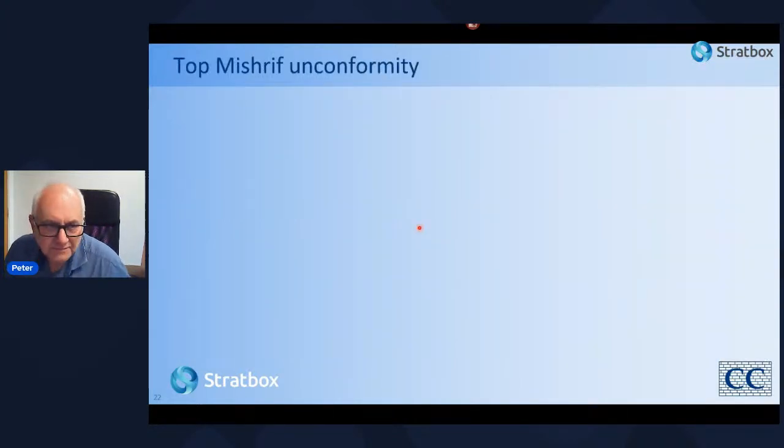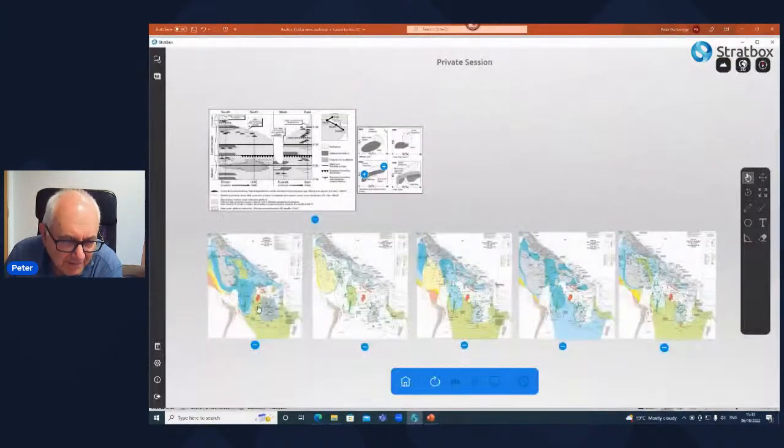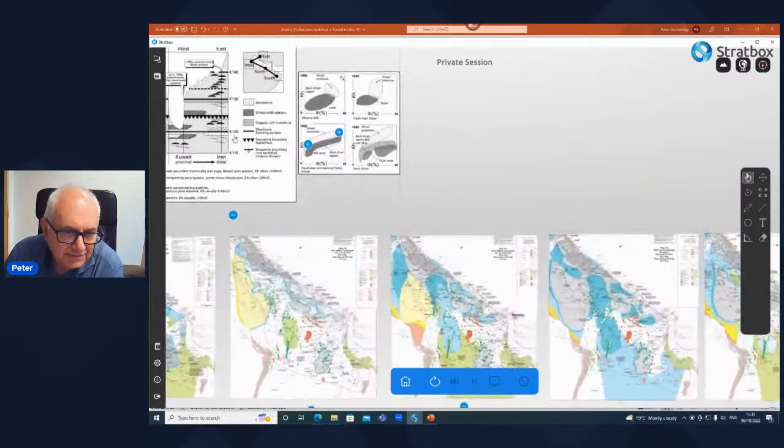So, okay, I want to explain in more detail about the impact of the top Mishrif unconformity, and I need to go back into Stratbox. Now, I'll start up here.